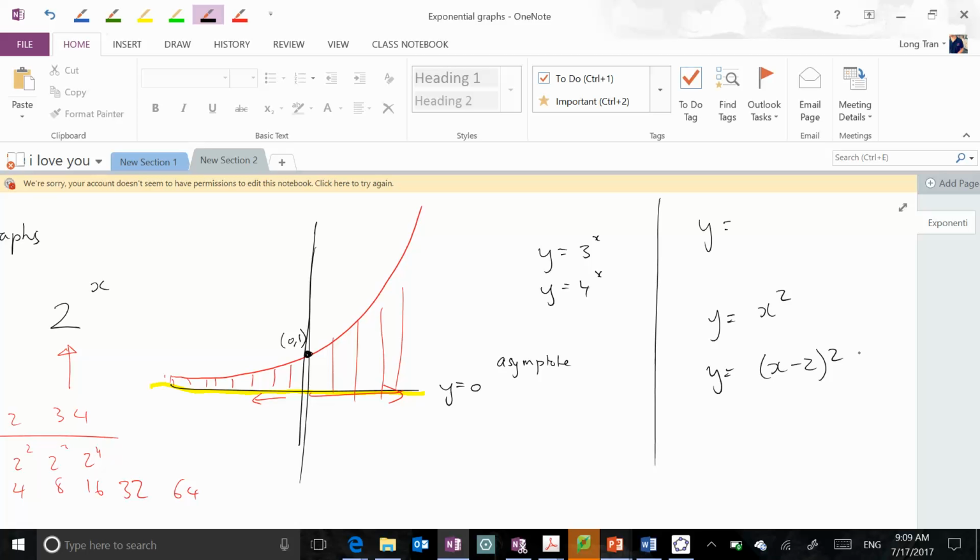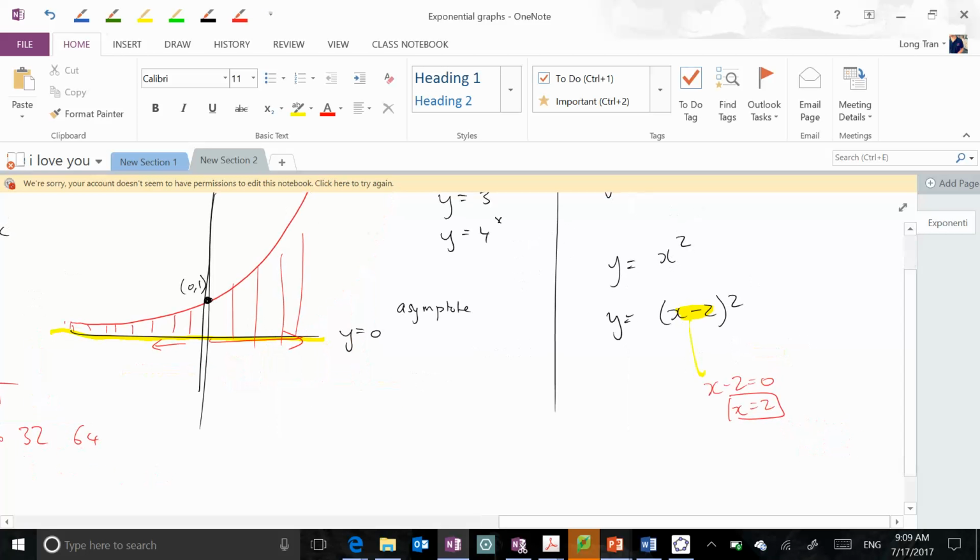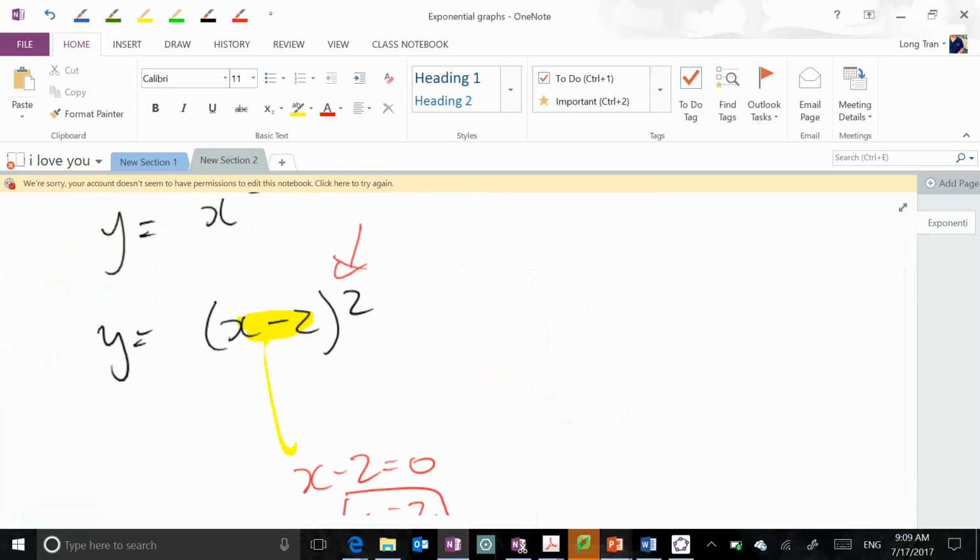Yeah? So what you would have done, you would have said, this is x minus 2. x minus 2 equal to 0. Solve for x equals 2. What does that mean? Positive 2 means to the right by 2. So that will shift the graph to the right by 2. And that was the same with any other graph I taught you.